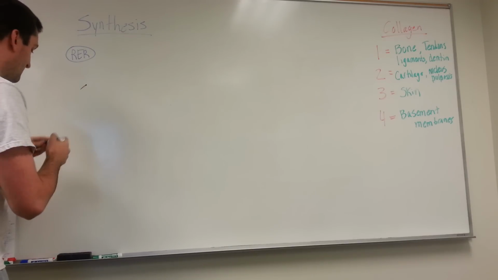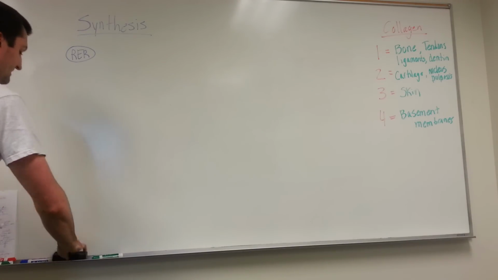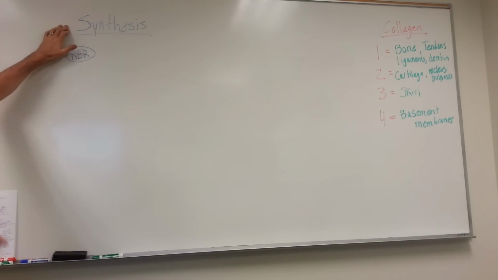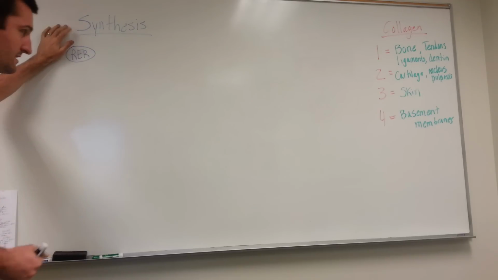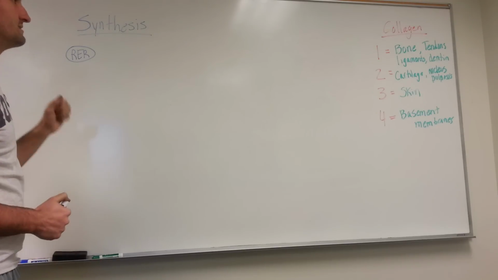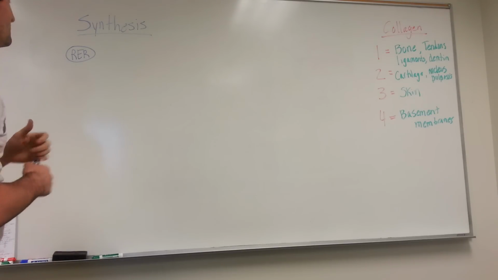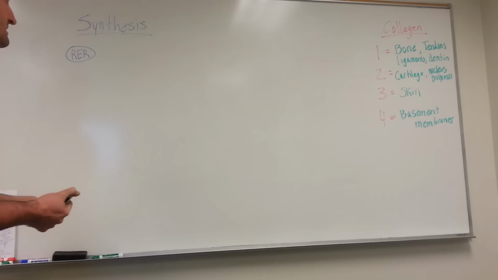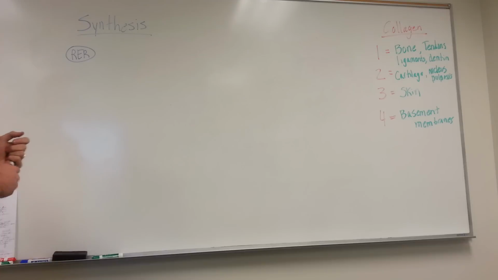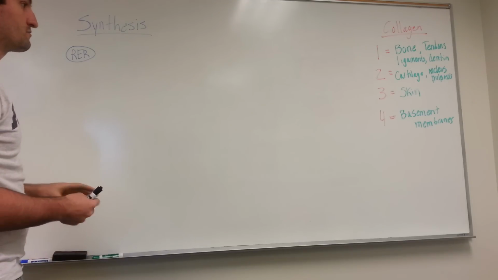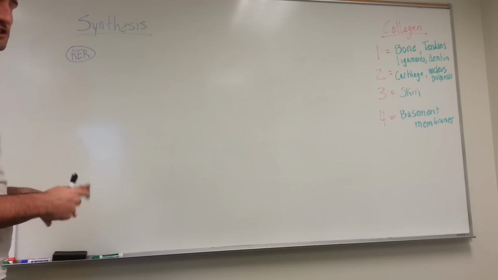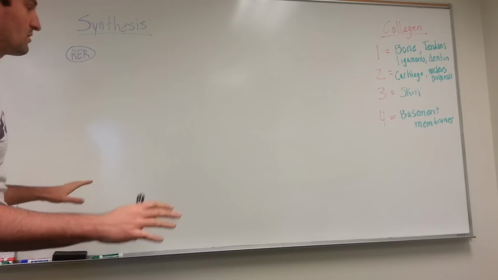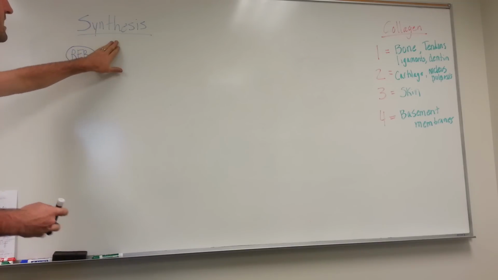Let me find a marker. That'll do. The synthesis. Synthesis of collagen is going to be made by fibroblasts. Fibroblasts are going to make collagen. The usable form of collagen is going to be in a triple helical unit made up of 3 alpha chain collagens. We'll cover all that, but right now I want to focus.